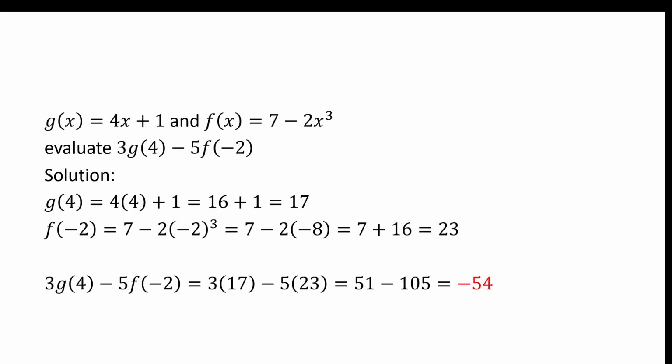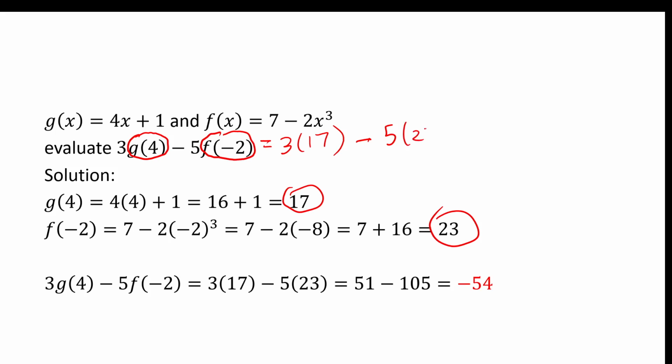So g at 4 ultimately equals 17, and f at negative 2 ultimately equals 23. Okay, so now that we have them, what we can do is look at this original thing and say, since g at 4 is simply 17, instead of 3 times g at 4, I can call it 3 times 17. And then since f at negative 2 is ultimately equal to 23, I can simply say minus 5 times 23. And what we end up with is 51 minus 115, which is negative 64.